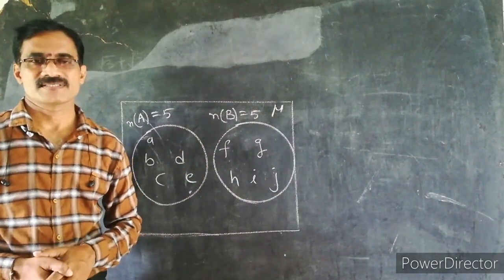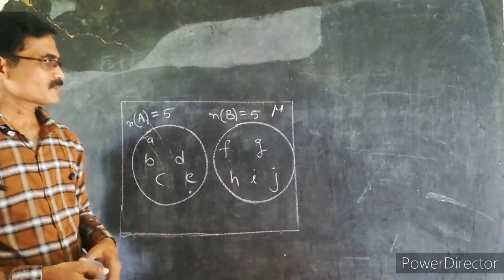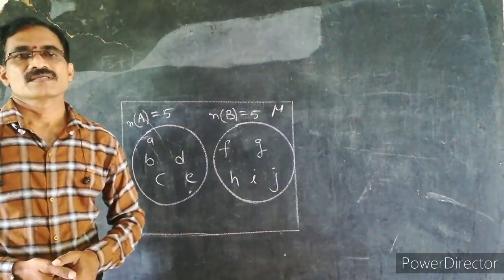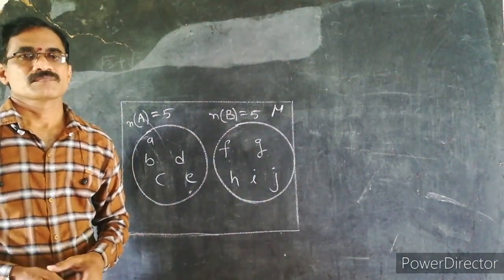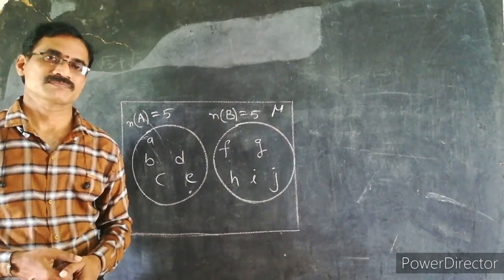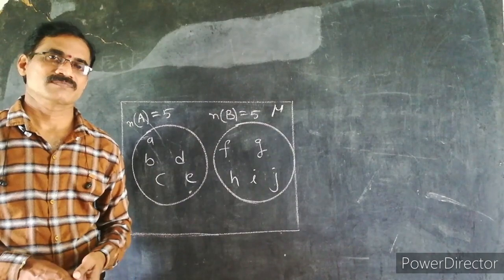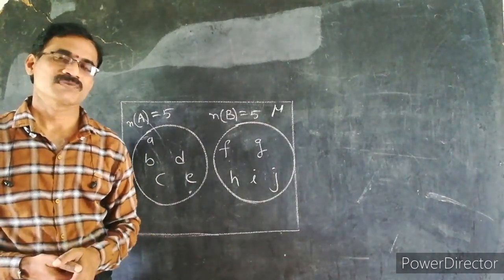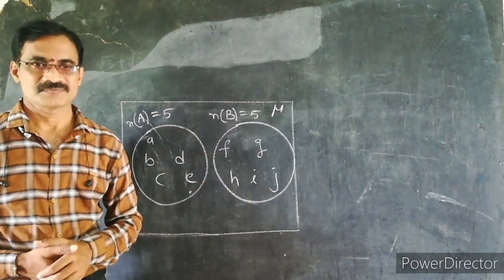Let us take one more point here. The number of phi is equal to how much? Yes, in the phi set how many elements are there? 0. So the number of phi is equal to 0.